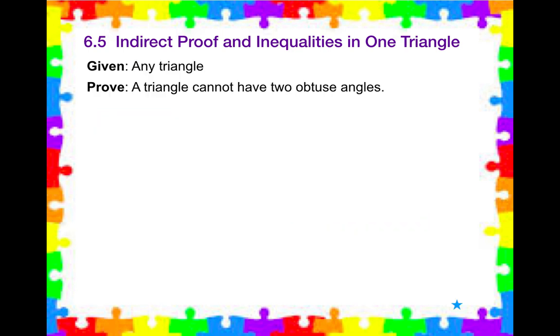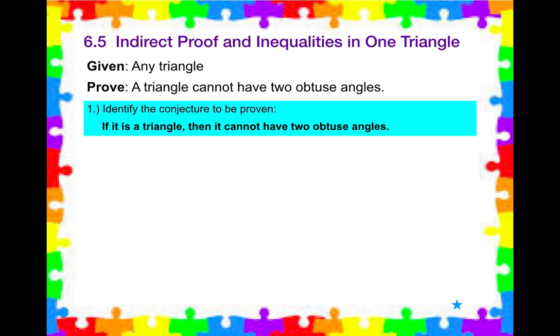So let's give an example. We have a triangle, and we want to show that triangles cannot have two obtuse angles. And it makes sense, right? If you have obtuse angles, then the obtuse angle has to be greater than 90 degrees, and if you have two of them, well then you have more than what the triangle sum theorem allows you to have.